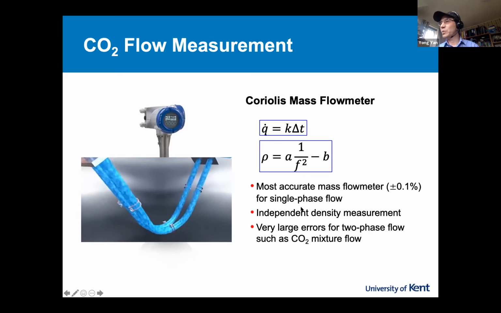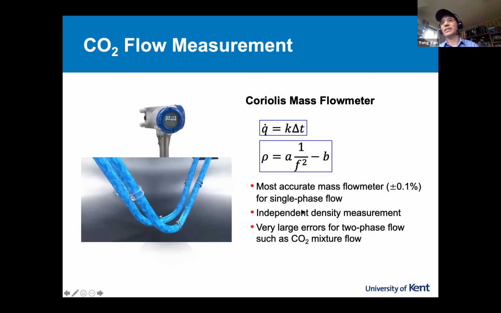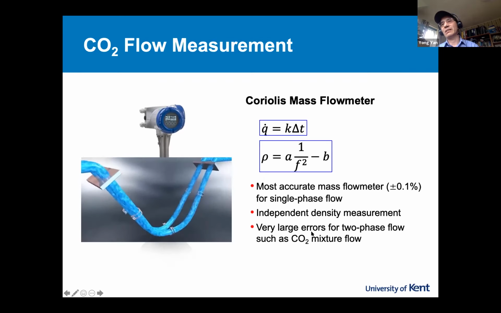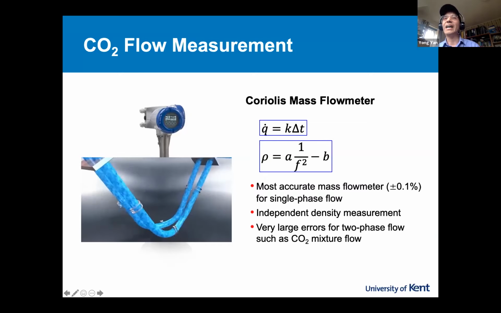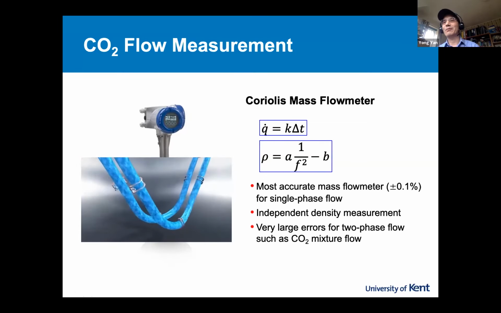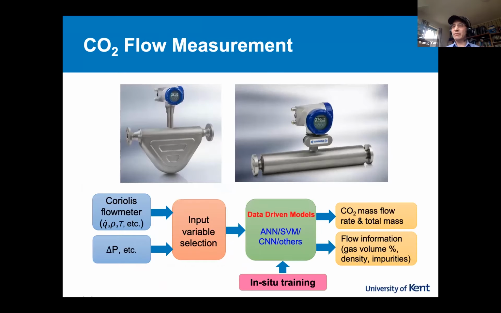However, this works very well for pure single phase. Now, if you have a 2-phase flow, such as a CO2 mixture of liquid and gas, then very large errors will be there. You can imagine, because the bubbles create a lot of trouble for the meter. So we try to develop a method to improve the accuracy of Coriolis flow meters for CO2 2-phase flow.